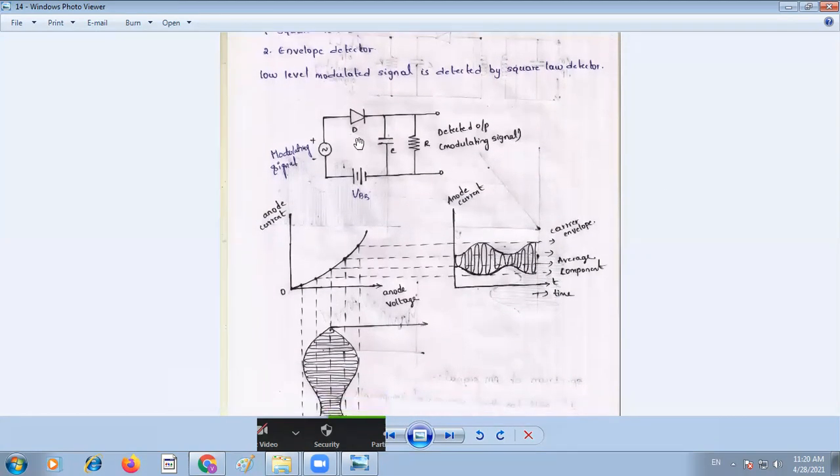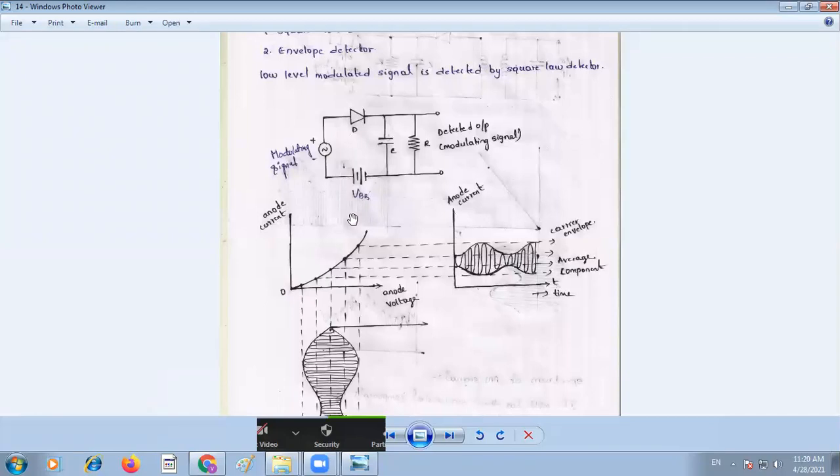In the circuit diagram there is a diode. The modulated signal is applied to the diode. Students, please see that this is the modulated signal. The signal that comes after modulation is applied here as the source to the diode. And to maintain the diode's operating condition, we apply VCC, the battery supply for the diode operating condition.